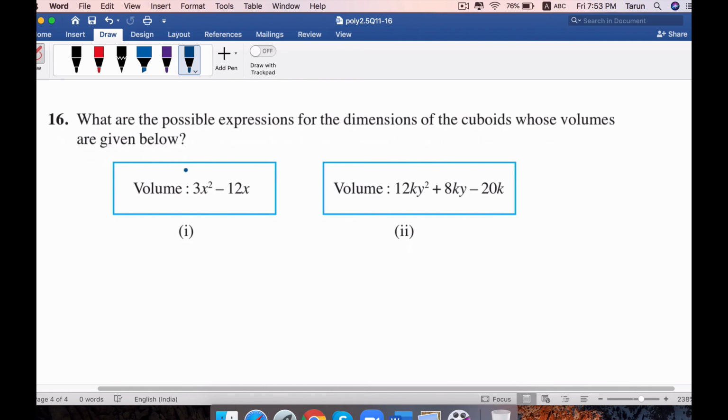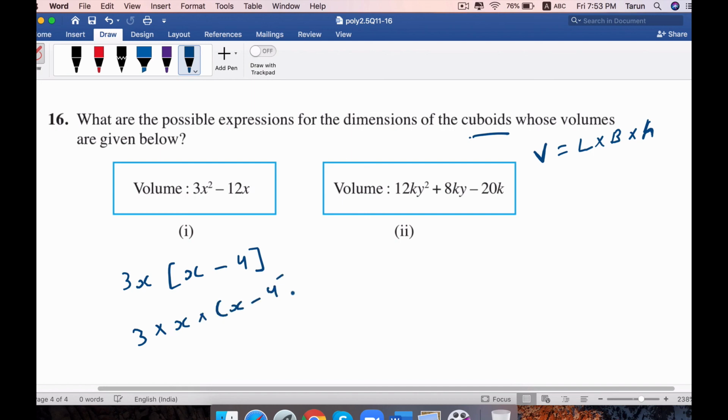Moving on, now it says, what are the possible expressions for the dimensions of the cuboids whose volumes are given? So we know volume can be found by length into breadth into height. So I need to factorize into 3 factors. Let's start with the first one. Now I can first take 3x as common. I'm left with x minus 4. So now my 3 factors are 3, x, and x minus 4. So we have quite easily factorized it.